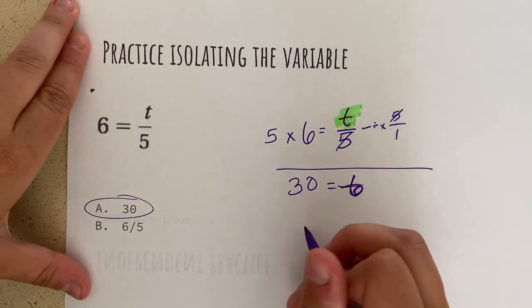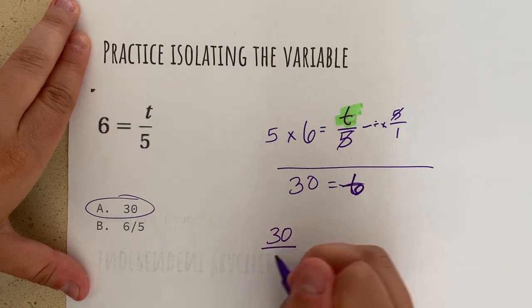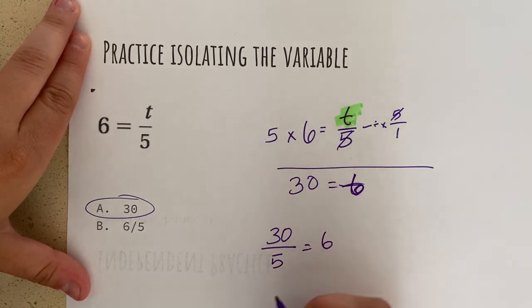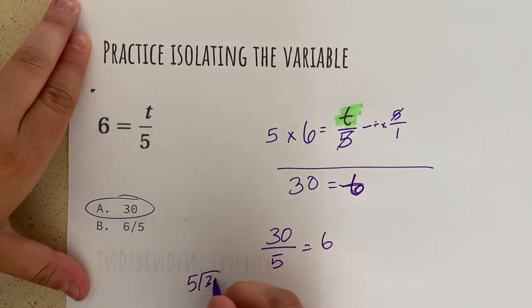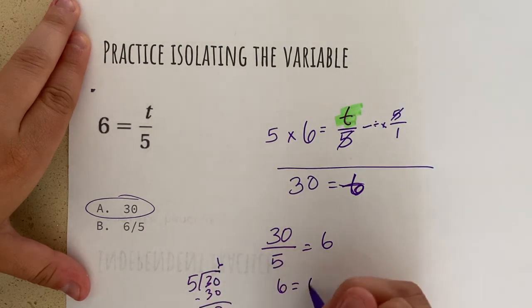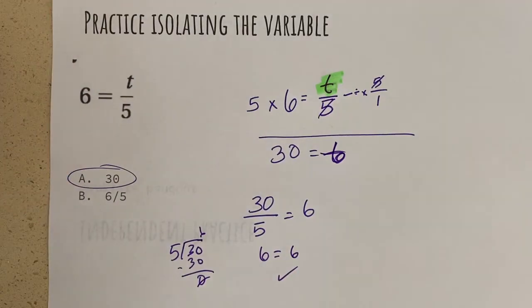Okay, again, I like to substitute in 30 divided by 5 equals 6. Okay, 30 divided by 5 is 6. Okay, so 6 equals 6, so that is correct.